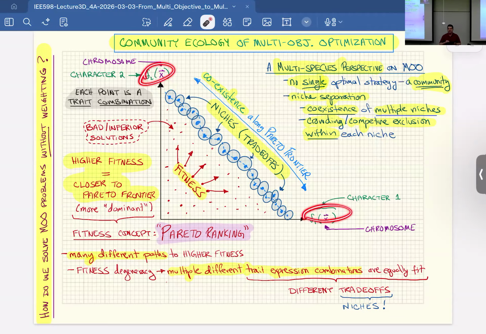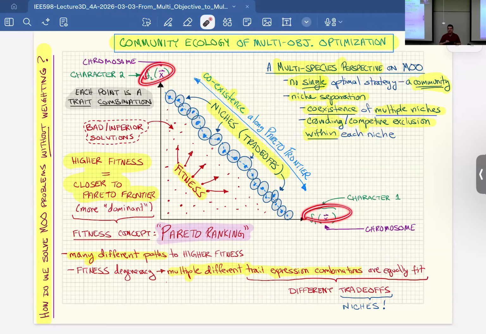These are all bad solutions because all of these should be eliminated because there are ways to do better in both objectives that we think the stakeholder cares about. But in this case, it really is a trade-off. It really is a choice of going from one to the other. You give up one thing in order to gain another. So that's our community ecology of multi-objective optimization.